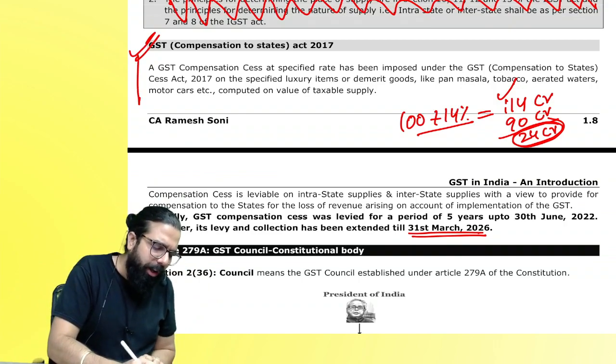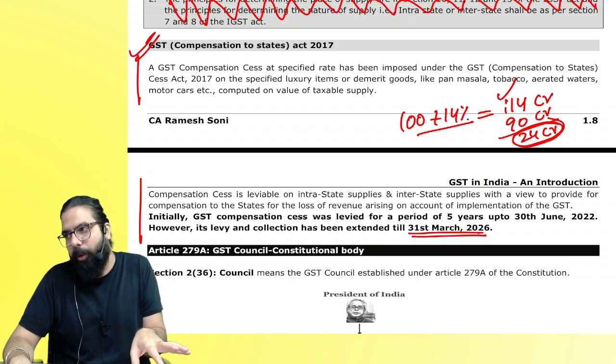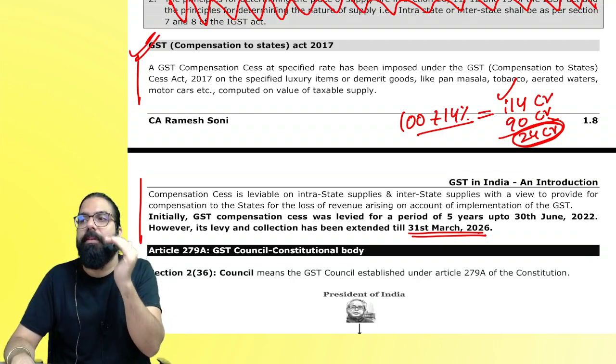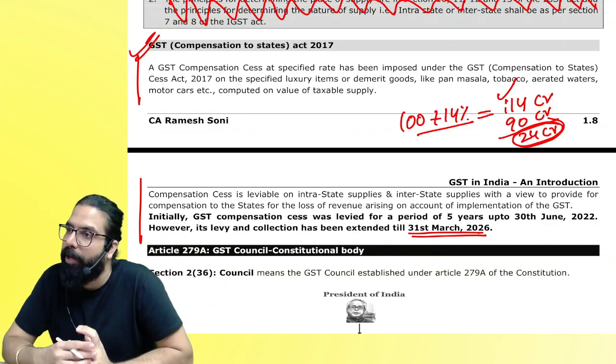More than this knowledge on GST compensation cess is not required. For exam purpose, 0% important. Okay, everyone? But for knowledge purpose, you should know what is GST compensation cess, because when you are studying remaining portions, you will be able to see this. Can we go ahead, everyone?